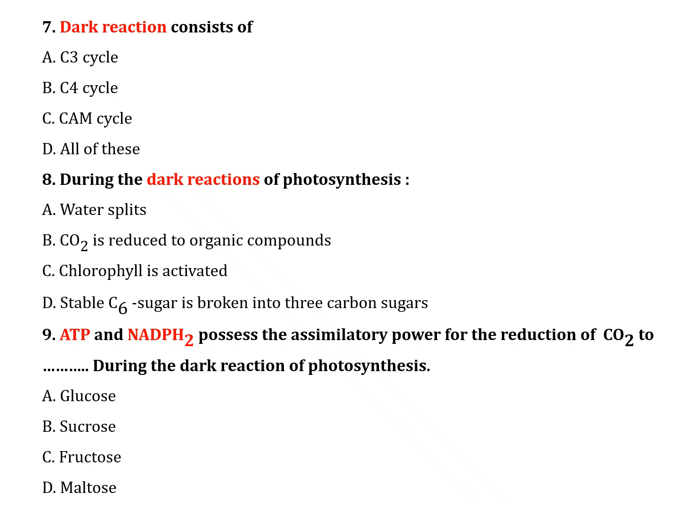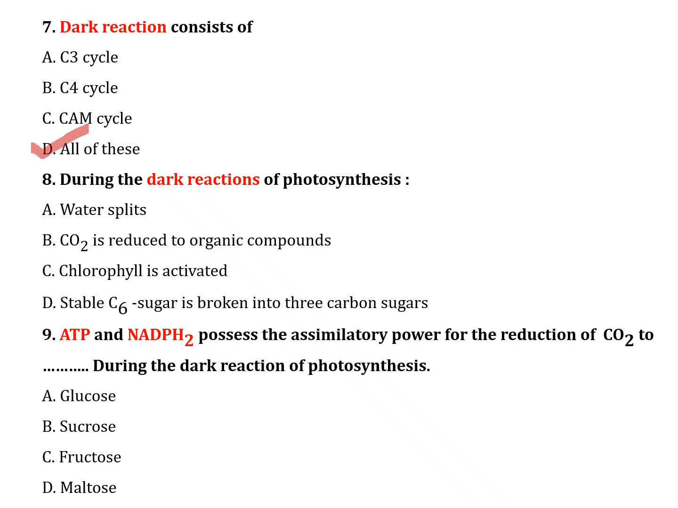The next question number 7. Dark reaction consists of option A C3 cycle, option B C4 cycle, option C CAM cycle, option D all of these. The correct answer is option D all of these.